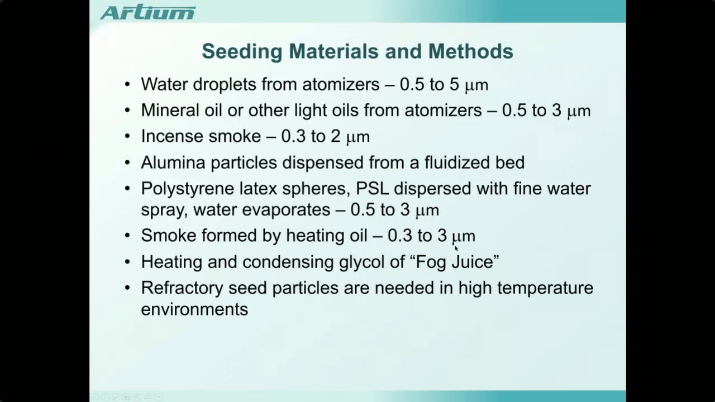Smoke can be formed by heating oil, again, similar size. Heating and condensing glycol called fog juice has been used. We use that in some applications. That approach is used, for example, for theatrical applications. If you have a play and you see the fog drifting around the set, that's fog juice. And so it's not harmful and easy to disperse. Refractory seed particles. We need to have refractory particles if we're measuring high temperature environments, including combustion flows.